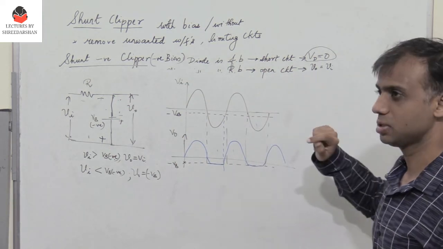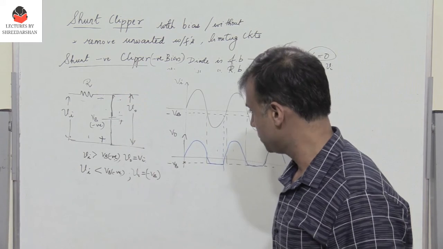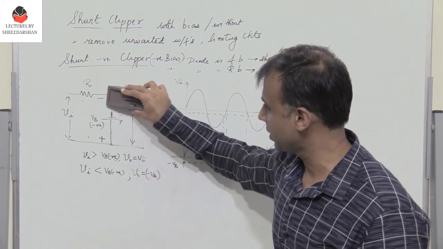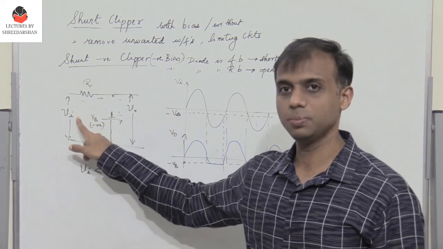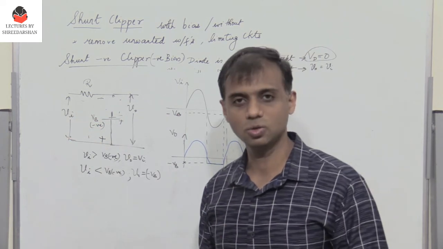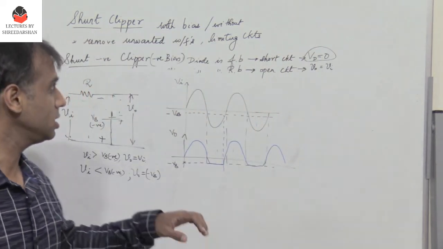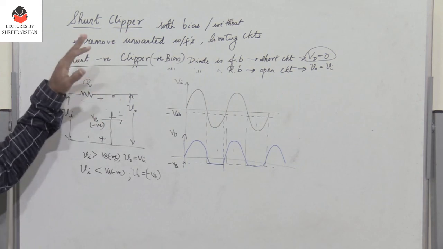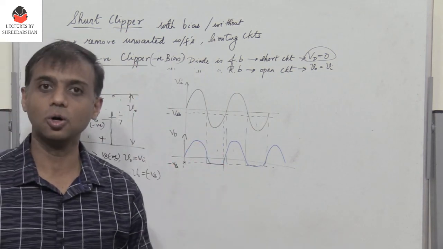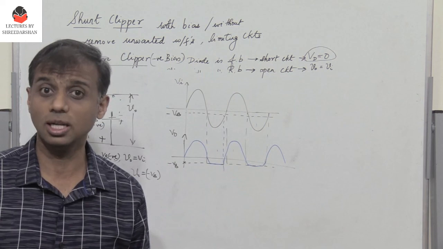It behaves like an open circuit. So when you have an open circuit, when the diode is reverse biased, the output will follow the input voltage. So these are the two main things you need to remember, and you will be able to analyze any shunt clipper circuit, whether it is positive, negative, or whether you have a positive bias or a negative bias.